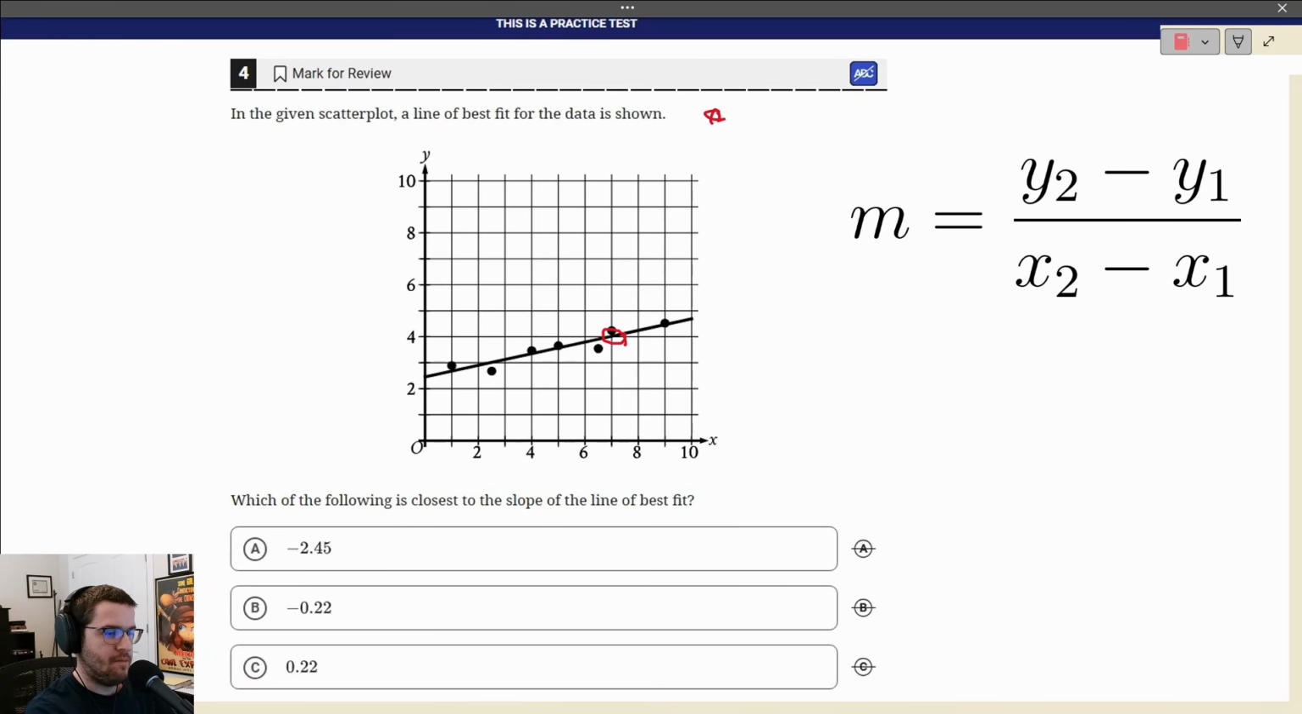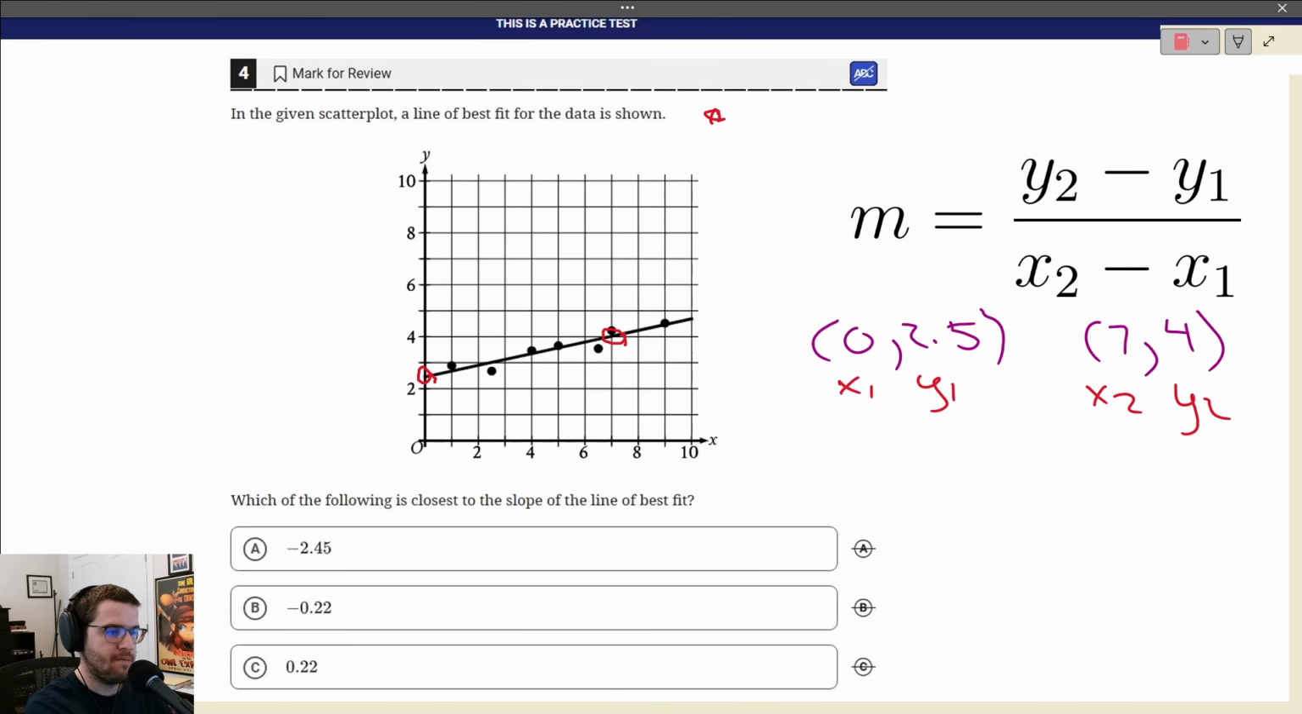So that's, let's say, 7,4. And now I'm looking towards the left end of the graph and none of them are really quite going through a grid marker. I honestly kind of like this one. That looks like about the y-intercept. It looks like about 0, 2.5. Why don't we write that down? Okay, so this is x1, this is y1. This is x2, this is y2.